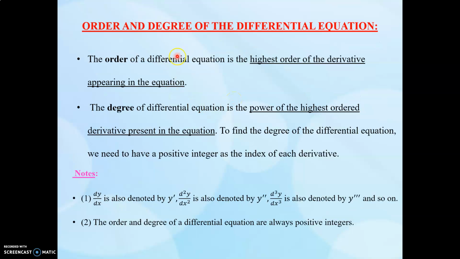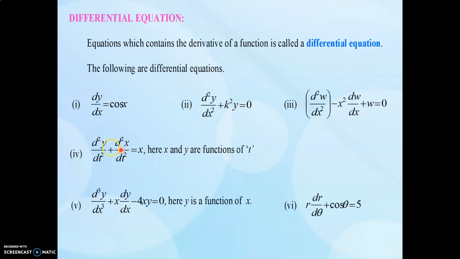Now, order and degree of the differential equation. The order of a differential equation is the highest order of the derivative appearing in the equation. The degree of a differential equation is the power of the highest order derivative present in the equation. That means in the previous example you can see the highest derivative here, so the order of the differential equation is 2 and the degree is 1.